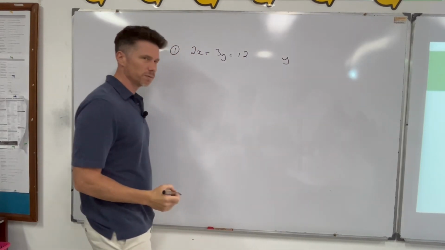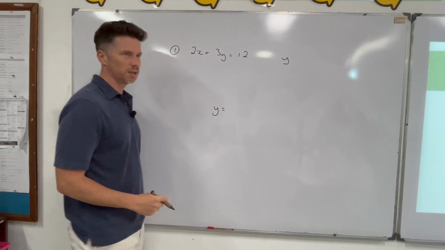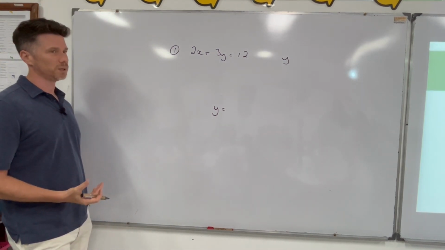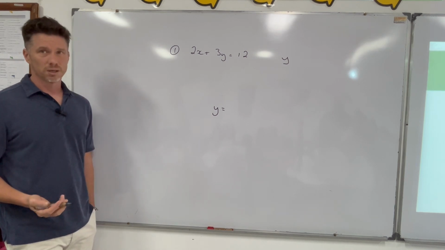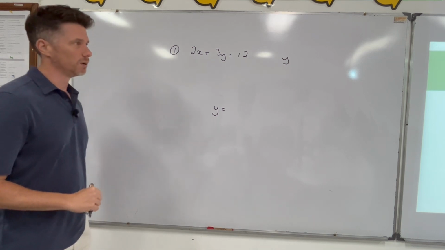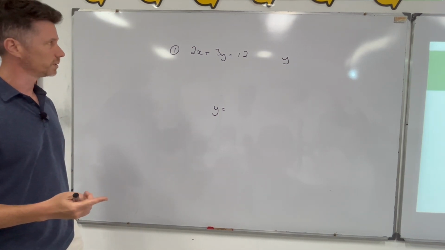y the subject of this formula. In other words, at the end of it, I want to have y equals. I won't get a numerical value for y, because I don't know what x is. So x is going to be also in my answer. So that's rearranging a formula, or changing the subject of a formula, this is called.